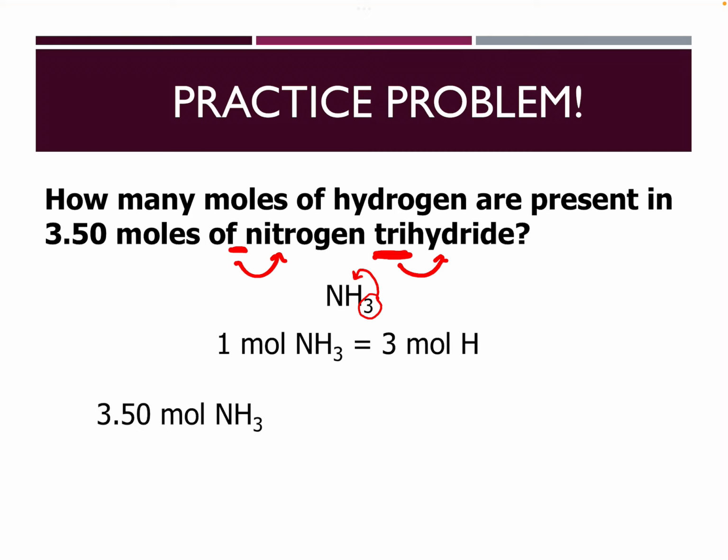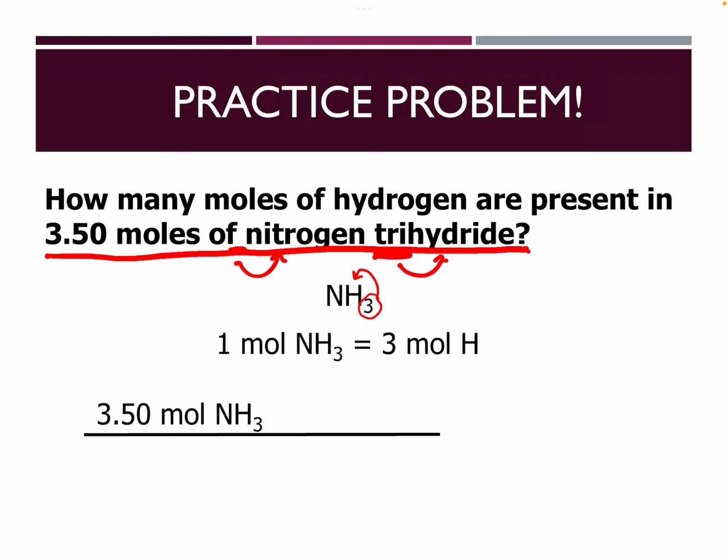Okay, so we can start our train track with our 3 moles of nitrogen trihydride, which is what it says right here, 3 moles of nitrogen trihydride. So that goes in the beginning of our train track. Now we can use this equality as a conversion factor to convert between moles of nitrogen trihydride and moles of hydrogen. Remember, your units have to cancel down and to the right. So if I have moles of nitrogen trihydride here, then I need to have moles of nitrogen trihydride down there. So that 1 mole will go on the bottom and 3 moles of hydrogen will go on the top.